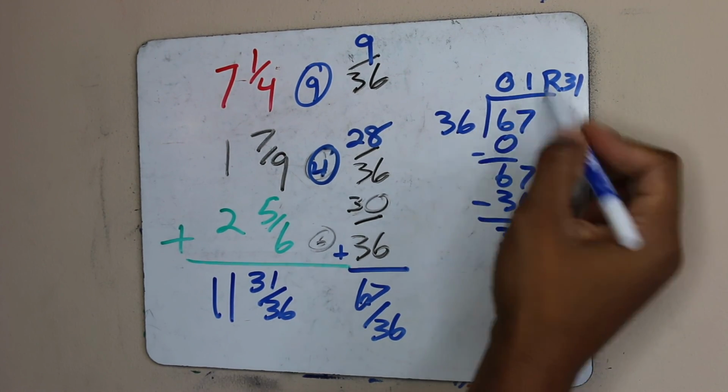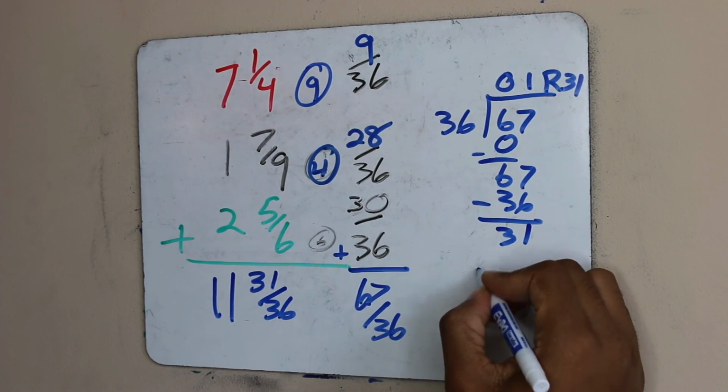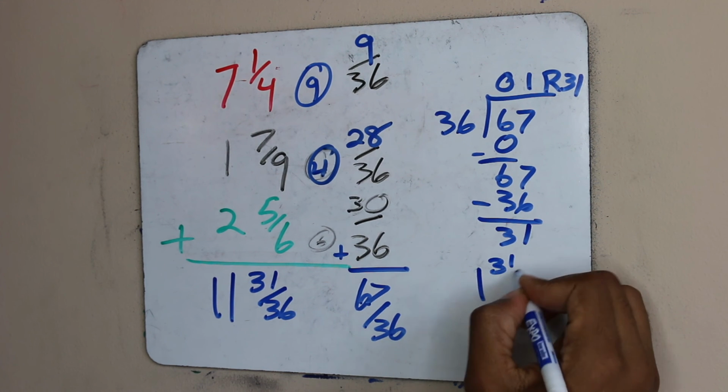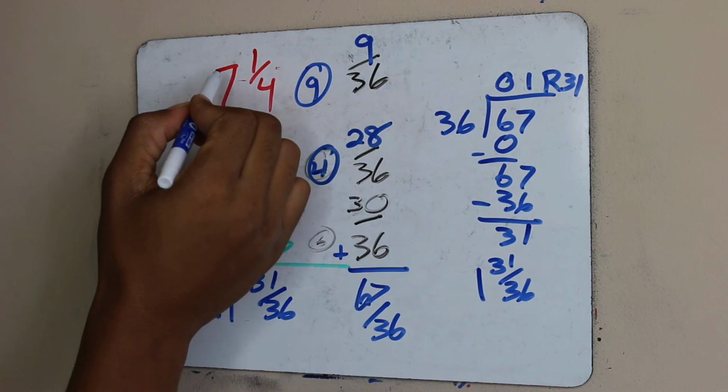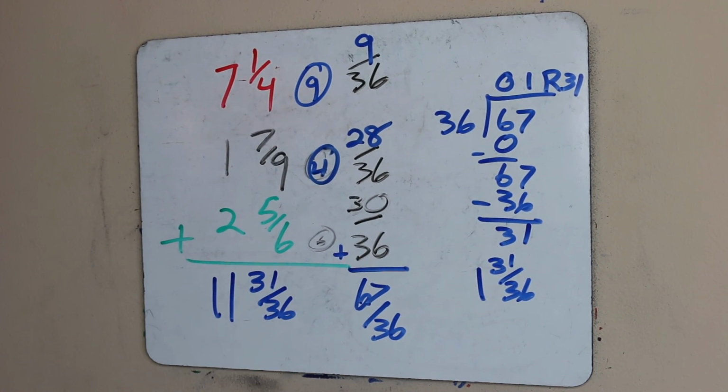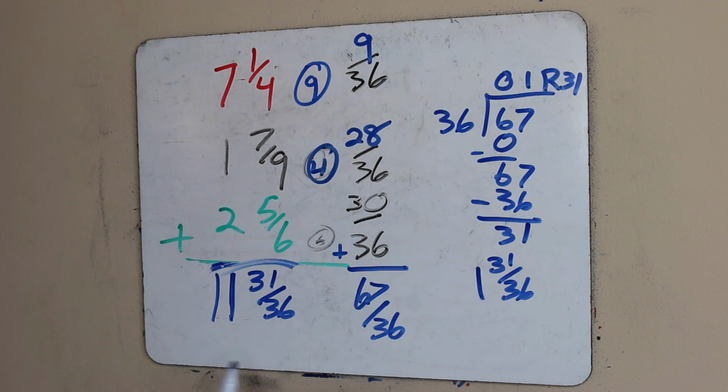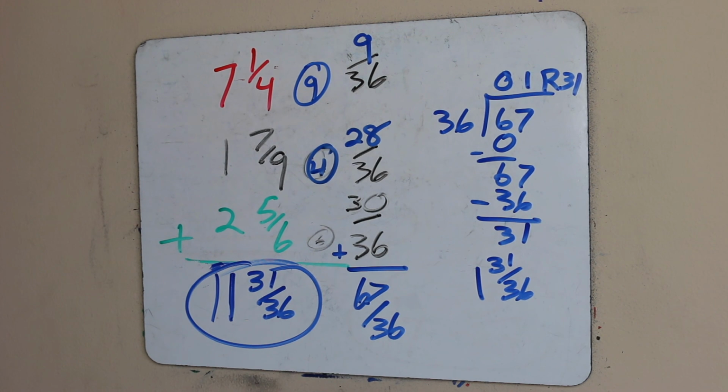Because this written as a fraction actually looks like this: 1 and 31 over 36. We moved our 1 here. 1 plus 7 is 8, plus 1 is 9, plus 2 is 11. 11 and 31 over 36 is our mixed number from our improper fraction here. So, there you go. 11 and 31 over 36 fractional shares.